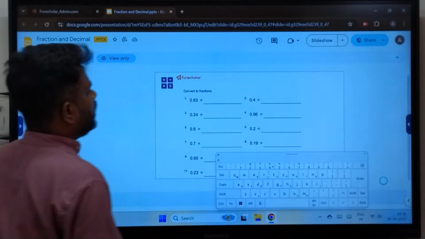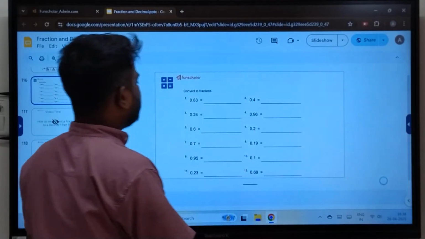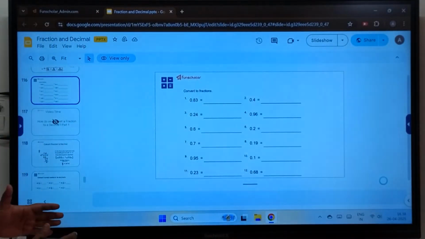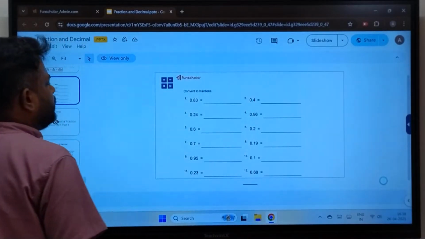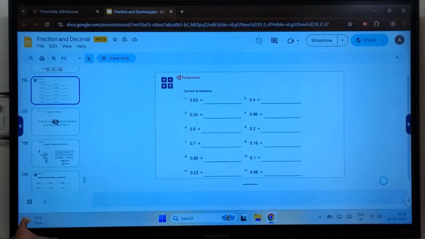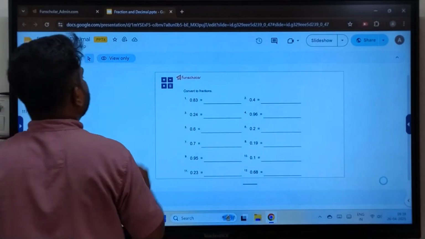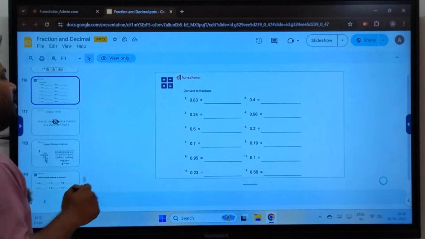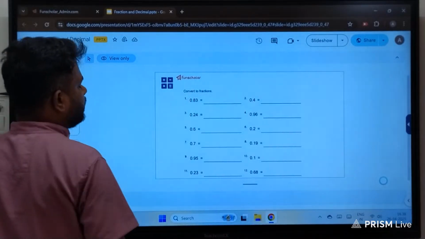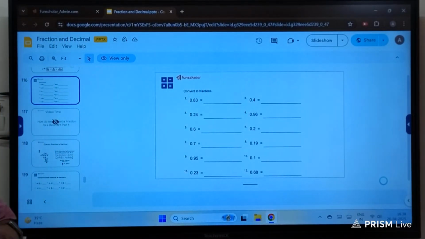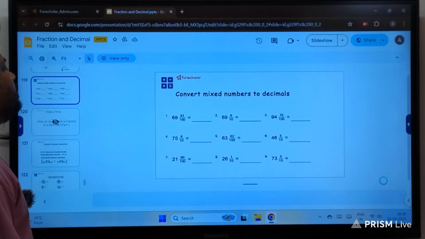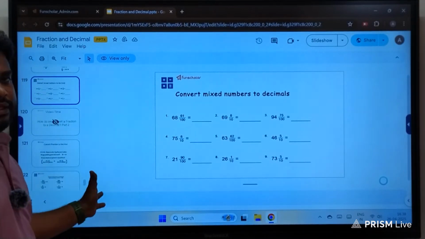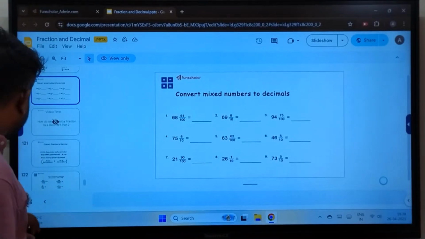Now come to converting fractions. These are easy ones. These decimal numbers can all be easily turned into fractions, just like 0.83 can be turned into 83/100, 0.95 can be turned into 95/100, and then we can use cancellation. Convert mixed numbers to decimals. These can be done easily, you can do it yourself.